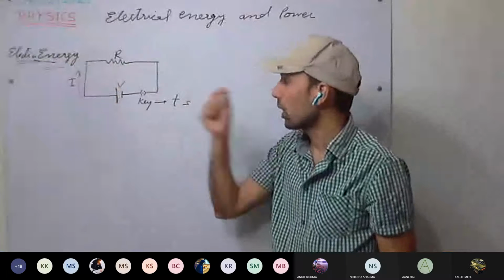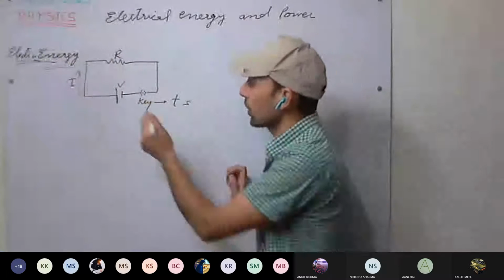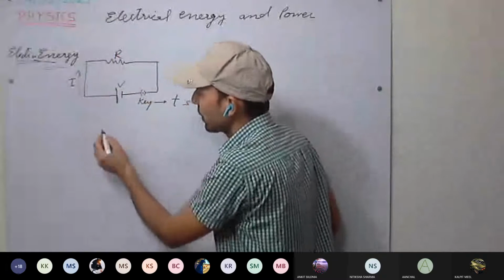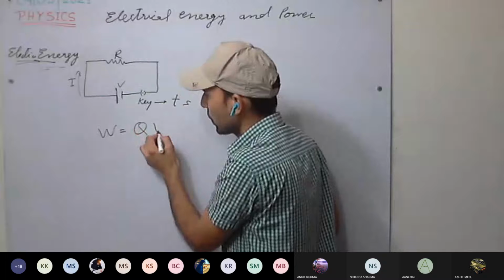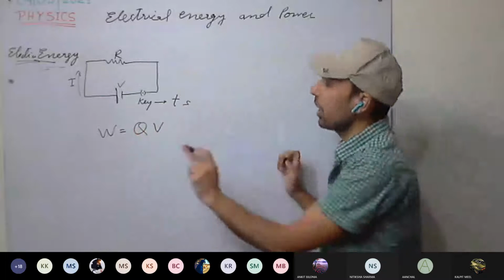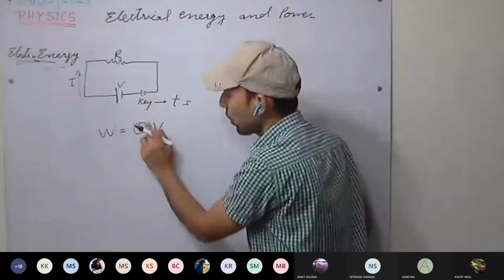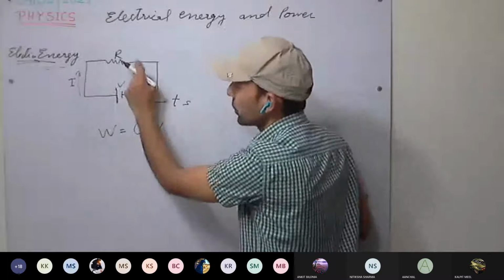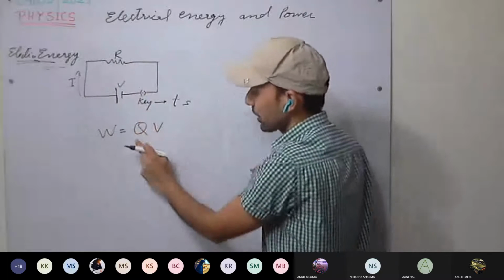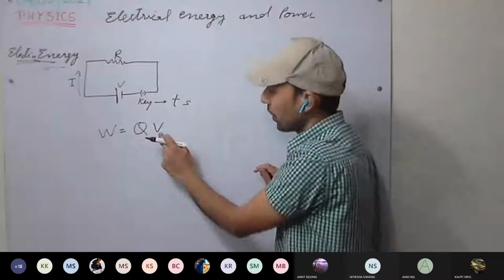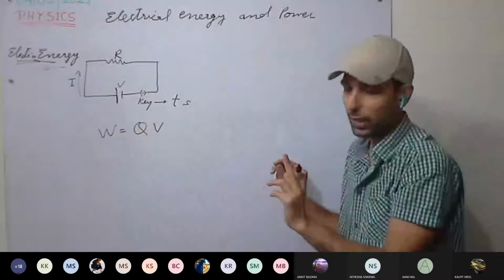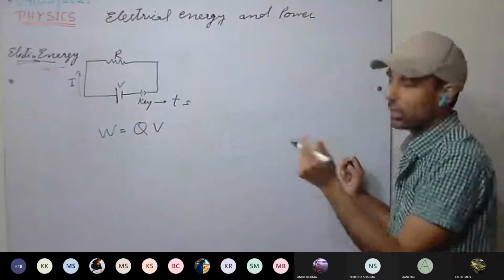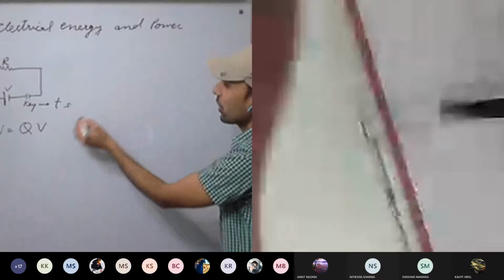So how much is the work done here? We have studied work done before. Work done will be equal to Q into V. We are supplying Q charge through this circuit, under the potential difference of V. This we have discussed earlier as well.